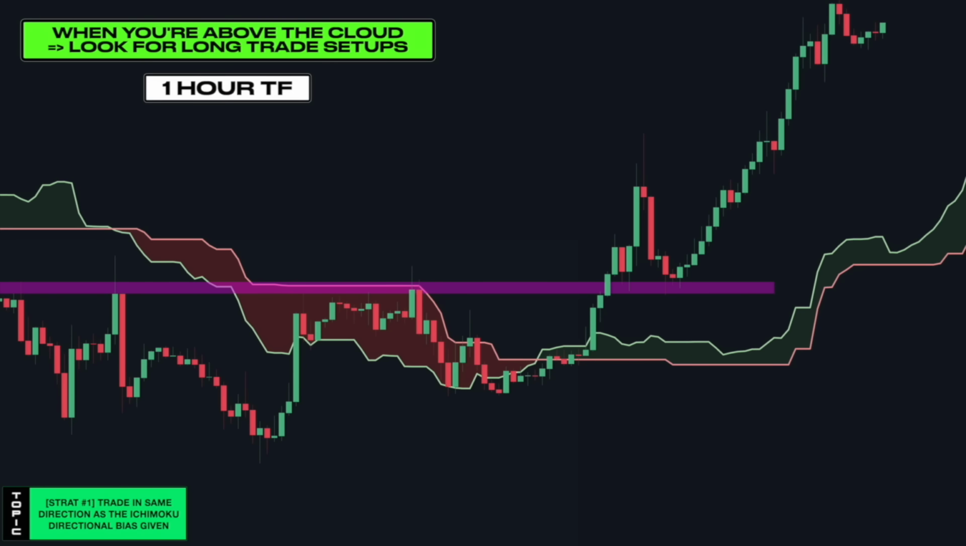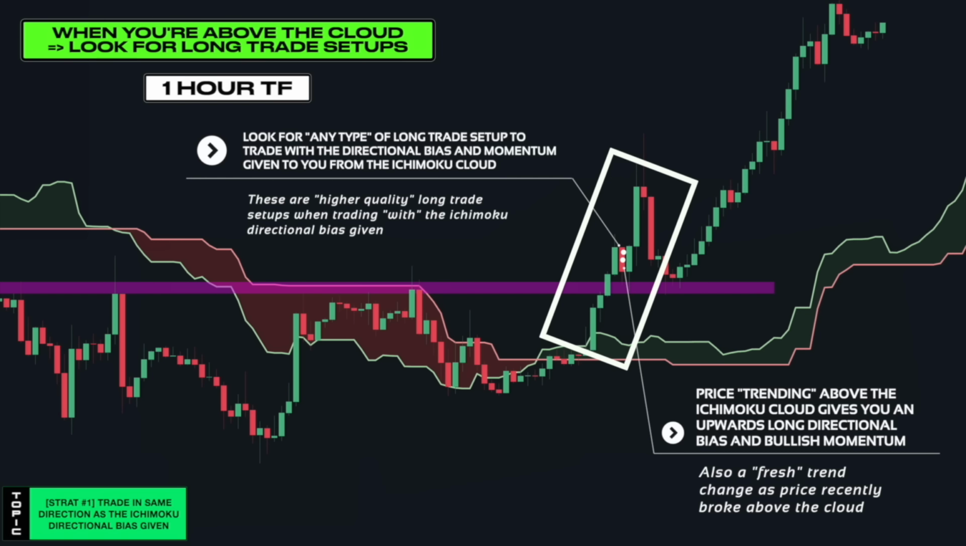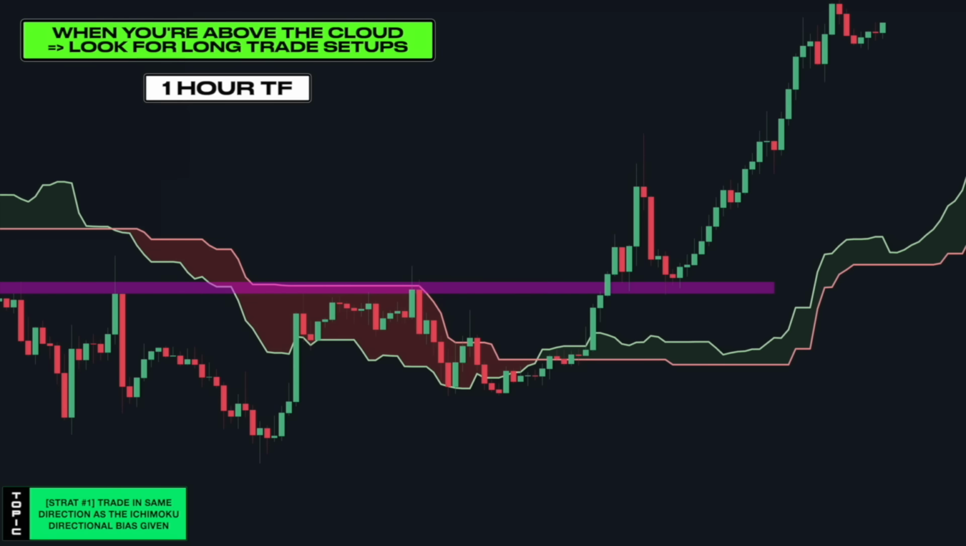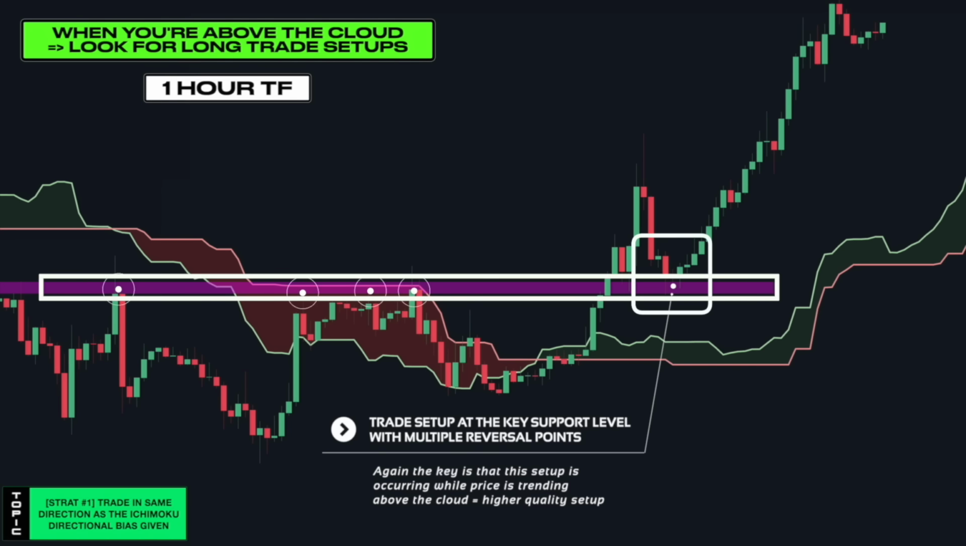This is the 1 hour time frame. Price is above the cloud, giving you a bullish upwards directional bias. So you want to look for long trade opportunities to trade with the upwards Ichimoku directional bias. This is where the long trade setup occurred, as you had this great key level here with multiple reversal points, making it of higher quality.